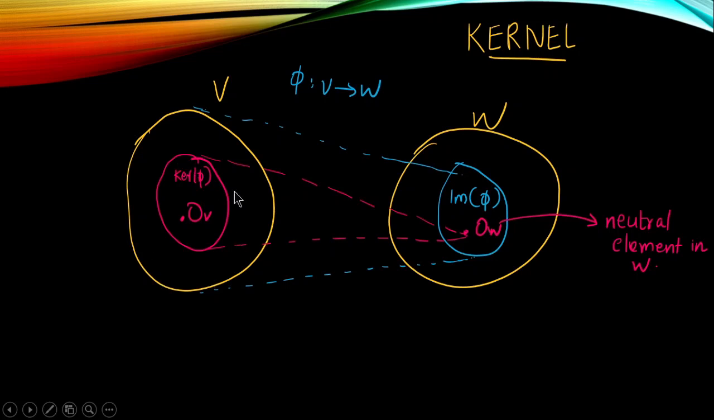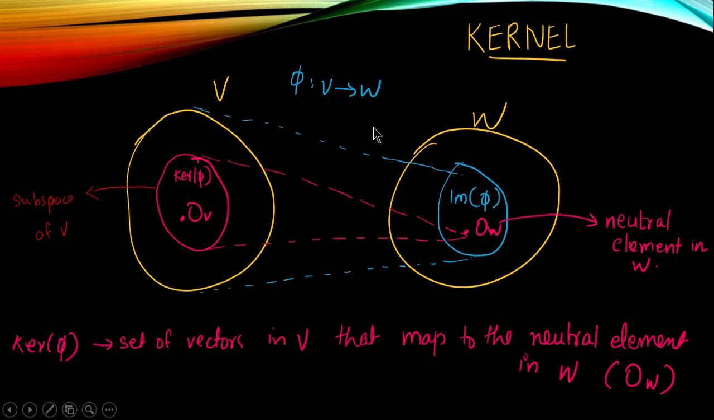So this kernel of phi is the set of vectors in V. When we map these vectors into W, we get the zero vector, or the neutral element, over here. That is called the kernel, and the kernel is a vector subspace of V. The image was the subspace of W and the kernel is the subspace of V itself. So the kernel of phi is the set of vectors in V that map to the neutral element in W, that is 0W.